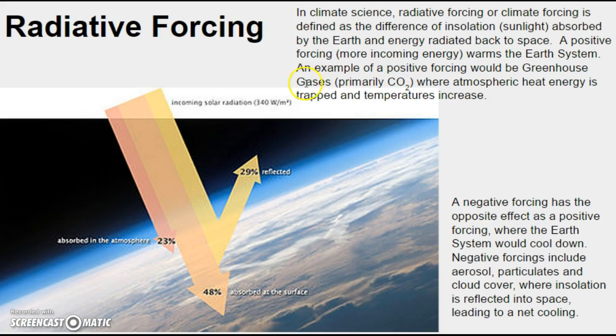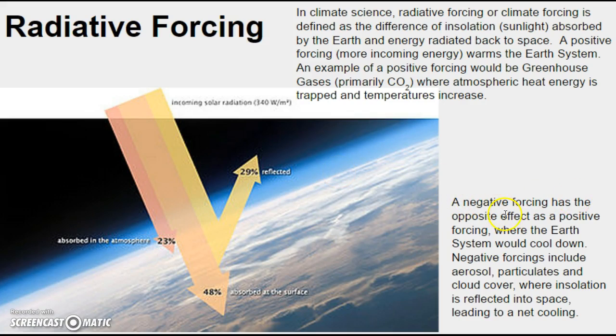But remember, greenhouse gases also include water vapor. So anything that holds on to heat, where the atmospheric heat energy is trapped and the temperatures increase. And remember, this isn't completely a bad thing. The greenhouse effect is very good. Liquid water on the Earth's surface is very good for life.